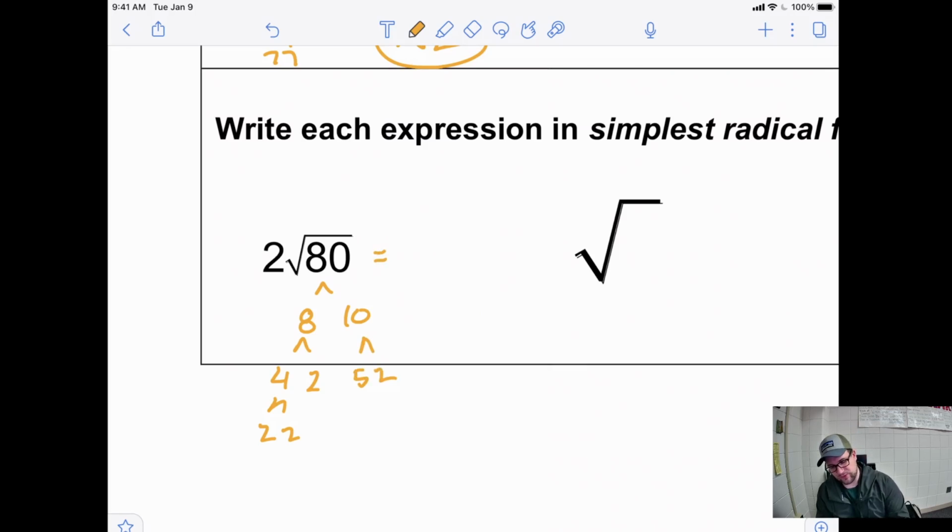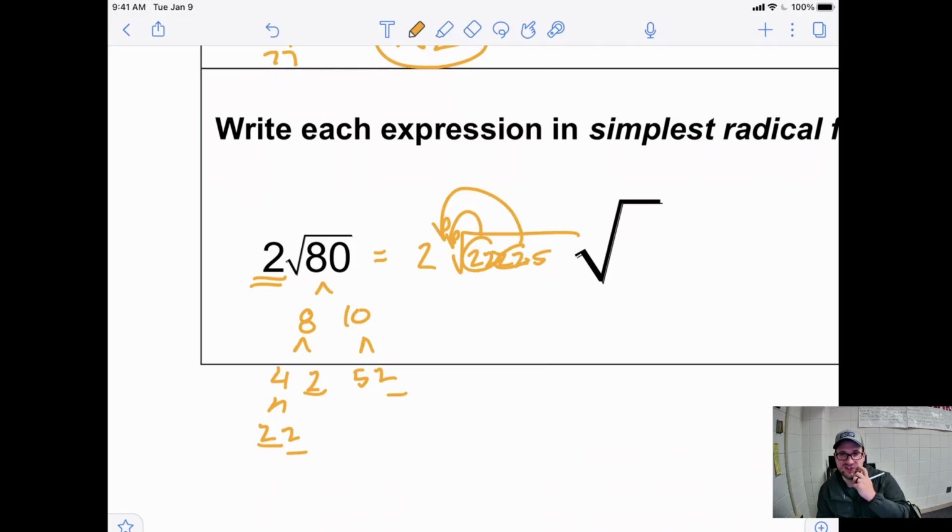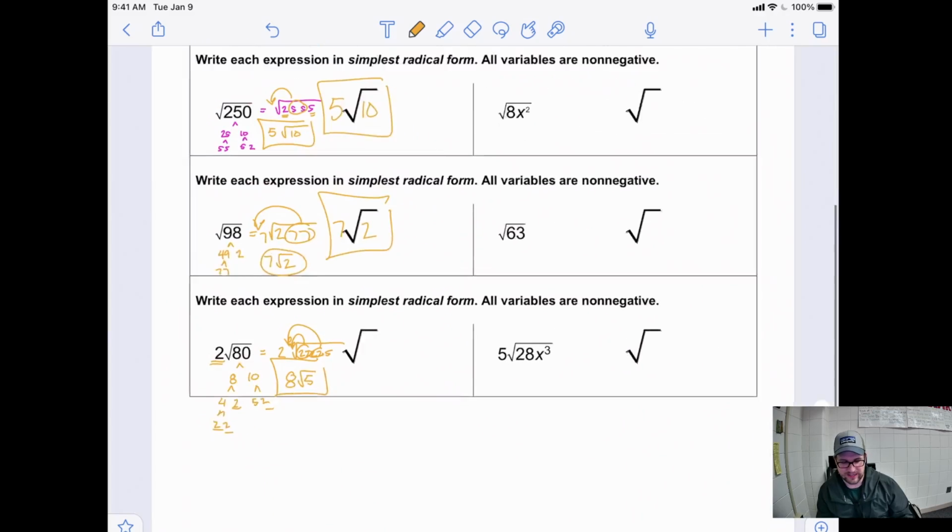So I can rewrite this as a 2 on the outside. Remember, that 2 is this 2. And then it's 2, 2, 2, 2, 4 2s and a 5. Pull out a 2, pull out a 2. We're now going to have 3 2s on the outside. 2 times 2 times 2 is 8. So we get an 8 on the outside, square root of 5, which will be our final answer.